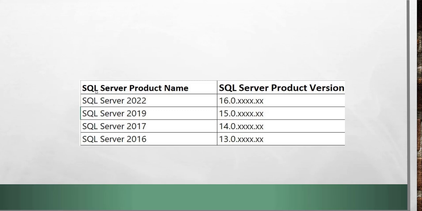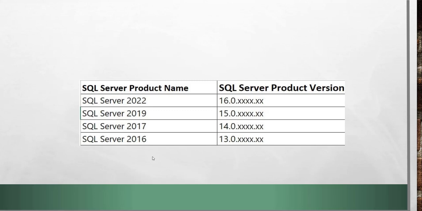Now you can see the product versions, which start from 16.0 like that, and that will be SQL Server 2022 as the product name, right? So basically this is the version which will start from 14, 13, 15 like that, and the related product name is this one, right? So if it is 15.0, then that means you are using SQL Server 2019, right? Same way for 14 it is 2017, and for 13 it is 2016 like that.